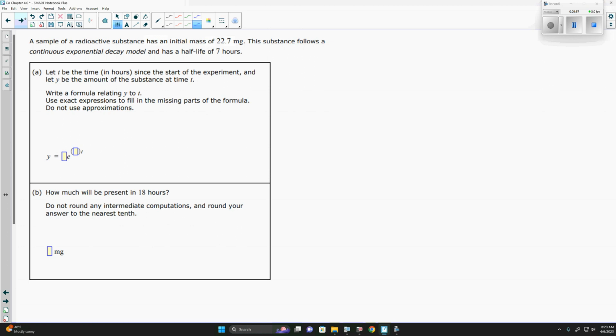I want to look at one more of these here. And the biggest thing I would say with these here is first write the formula. So if this is going to be one of the homework assignment type problems that you'll have: a sample of radioactive substance has an initial mass of 22.7 milligrams. The substance follows a continuous exponential decay model and has a half-life of 7 hours.